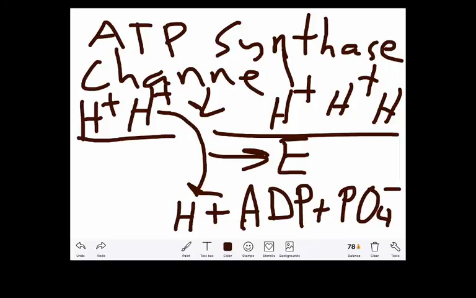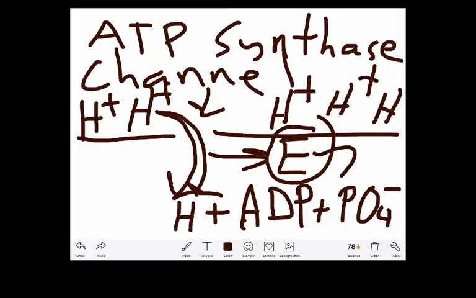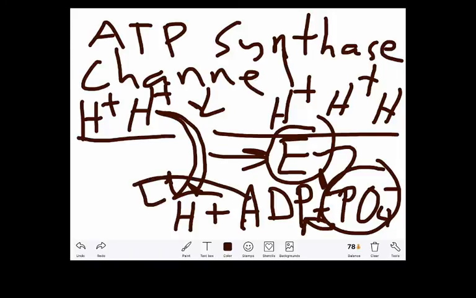ATP. This energy from hydrogen moving through the ATP synthase channel is going to be the activation energy necessary to add an inorganic phosphate to ADP, thereby making ATP, the universal energy currency that the cells of the plants are going to require within the chloroplasts in the dark reactions described in the next video.